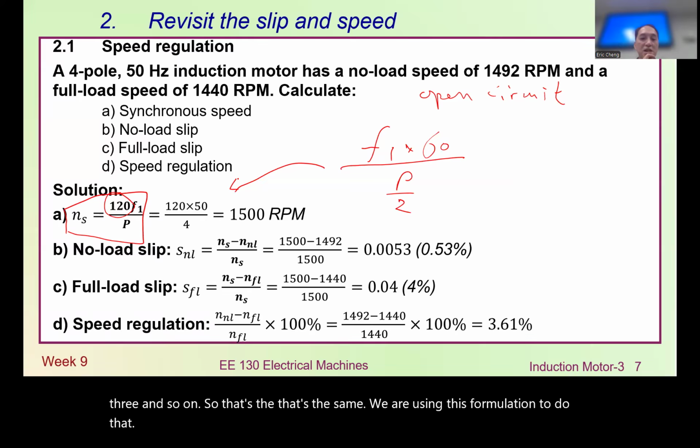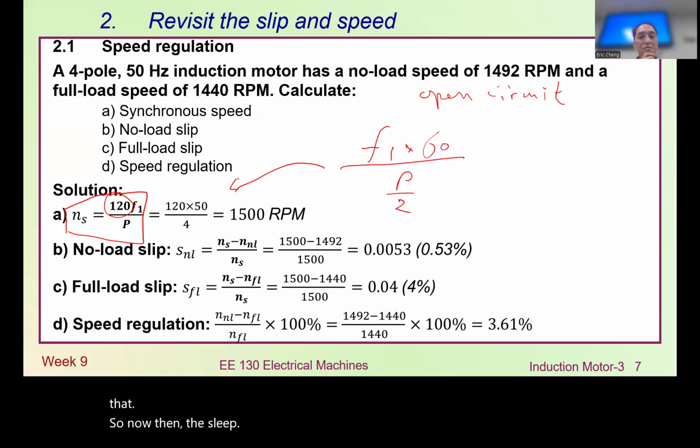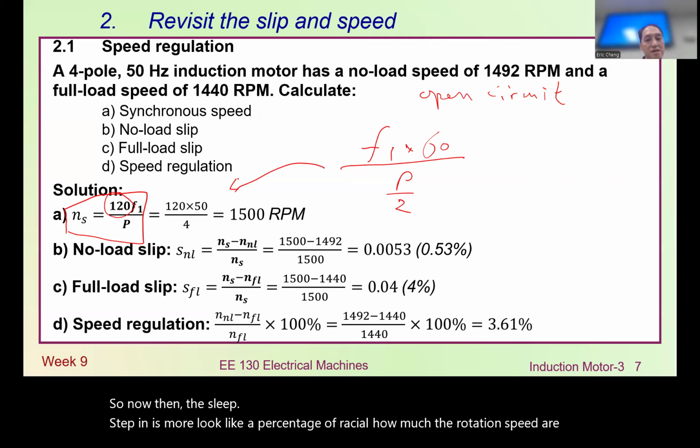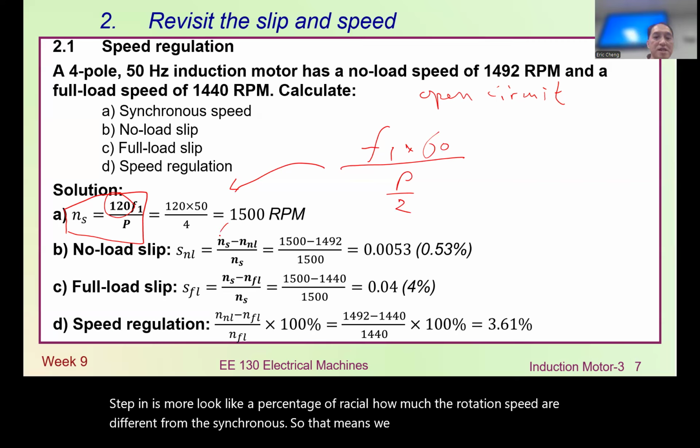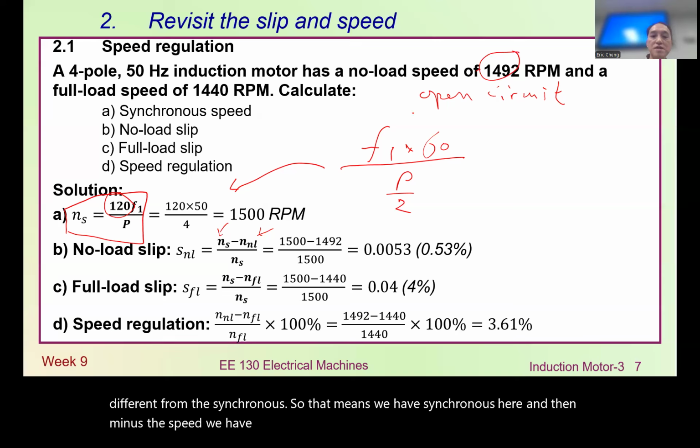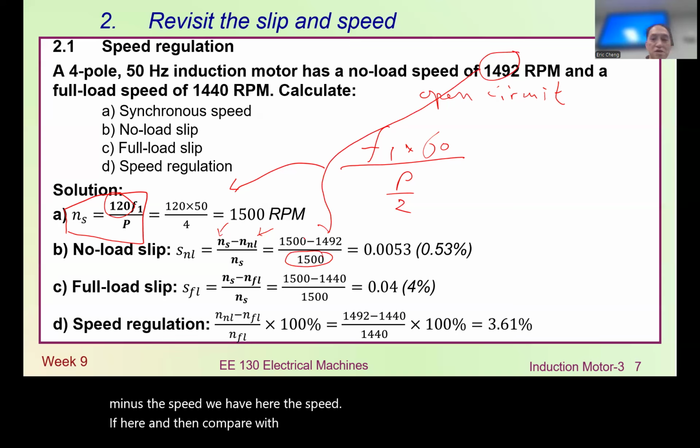So now the slip looks more like a percentage or ratio of how much the rotational speed differs from the synchronous speed. That means we take the synchronous speed, minus the rotor speed, and then compare with the base. So that means we get 0.53%. So this is a no load.